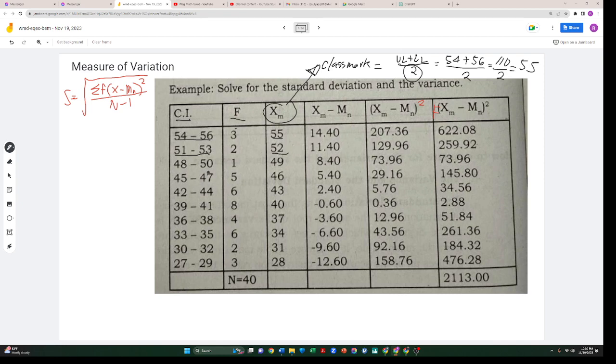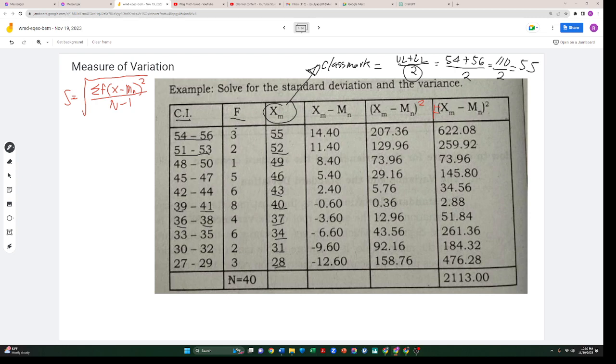48 plus 50, 98. Divide by 2, therefore 49. 45 plus 47 divided by 2, which is 46. 42 plus 44 divided by 2, which is 43. 39 plus 41 divided by 2, which is 40. 36 plus 38, which is 74, divided by 2, which is 37. 33 plus 35 divided by 2, which is 34. 30 plus 32 divided by 2, which is 31. 27 plus 29, then divided by 2, which is 28. So that's all of it.